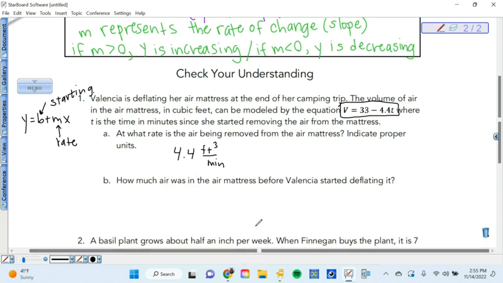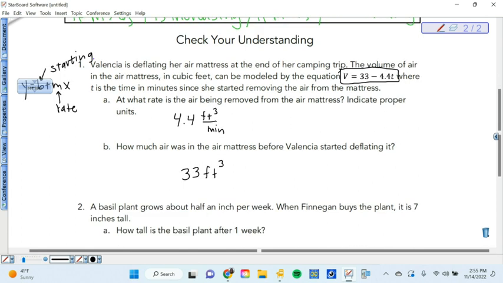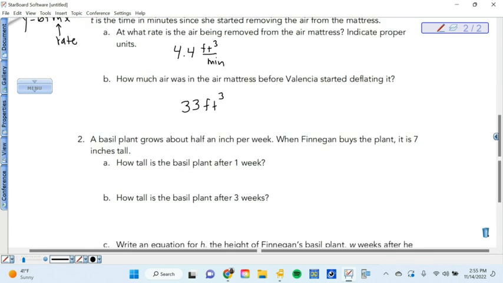How much air was in the mattress before she started deflating it? 33 cubed. Okay. What about the basil plant? Starts out at 7 inches and it grows half an inch a week. So how tall is it going to be after 1 week? 7.5 inches, right? I just took 7 plus 0.5. Yeah, half an inch a week.